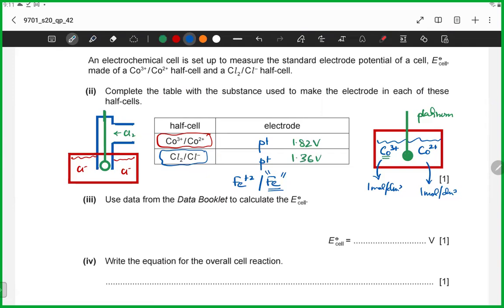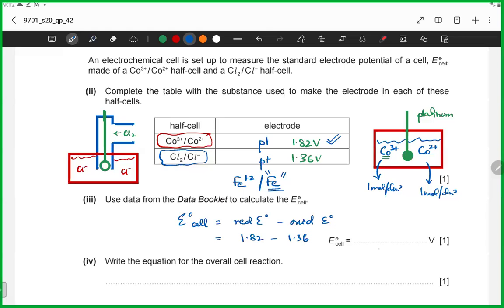Now the rule is that the higher the potential, the greater the tendency for it to gain electrons. So the simple rule in electrochemistry is that the higher potential gains electrons and the lower potential loses electrons. And the E0 cell is basically the potential difference. Technically, it's the reduction E0 minus the oxidation E0, or the way you calculate the potential difference is higher potential minus lower, that's 1.82 minus 1.36, and that's going to give you what?